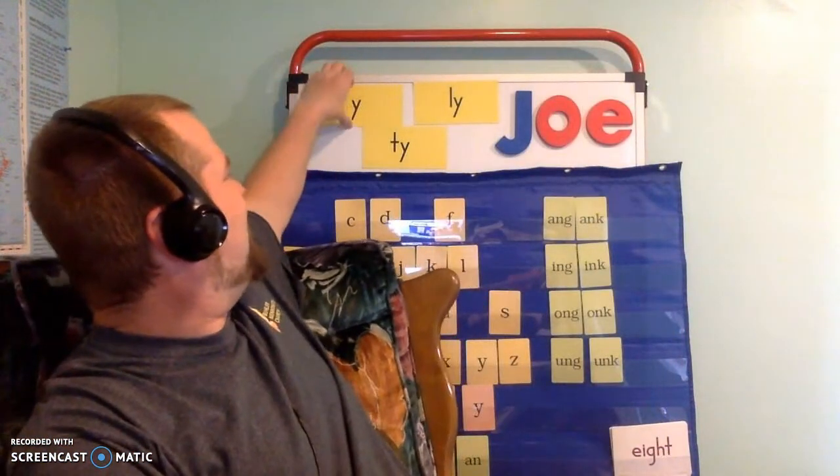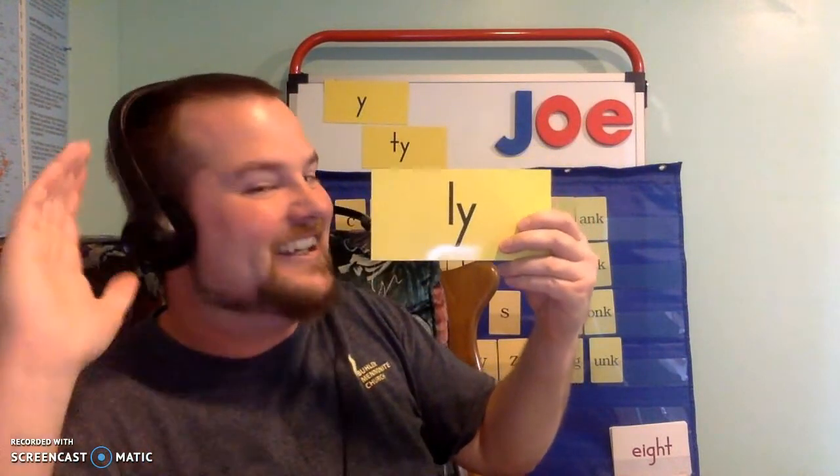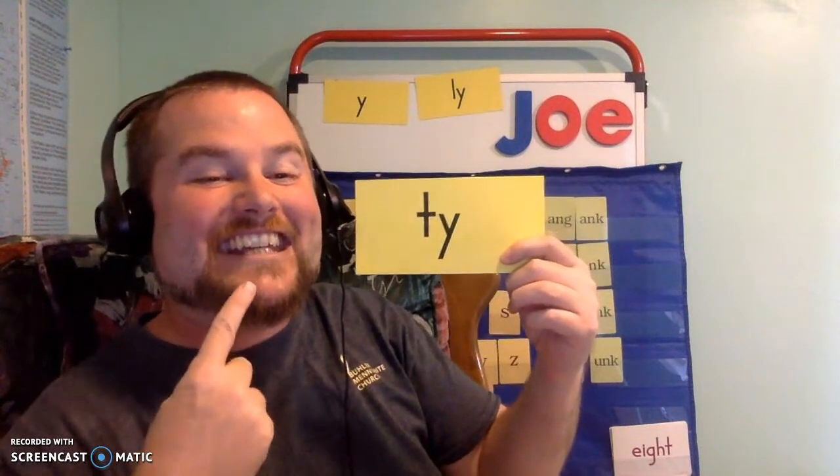Awesome. Okay, let's do a few suffixes first. Just echo me. Y-E, Y-I. Good. Suffix L-Y, ly. And suffix T-Y. Rock on. Let's look at a word that uses these suffixes.